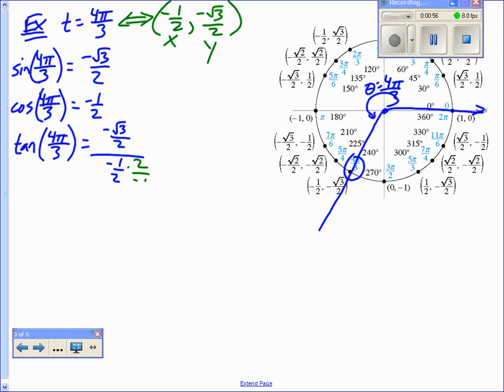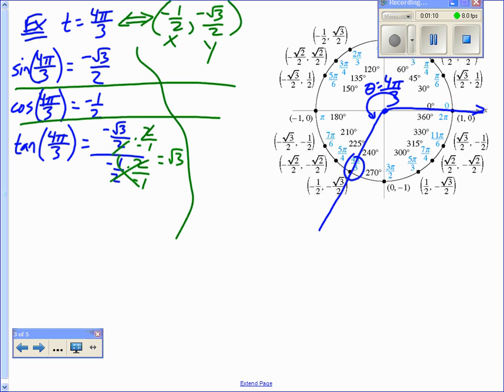So 2 over negative 1. You get negative root 3 over a negative 1, so positive root 3. Now we're going to find the reciprocals of these. Sine goes with the cosecant. So the cosecant of 4 pi thirds is the reciprocal, 1 over the sine, 1 over negative root 3 over 2. You simplify that and you're left with negative 2 over root 3, which is negative 2 root 3 over 3 once you rationalize that.